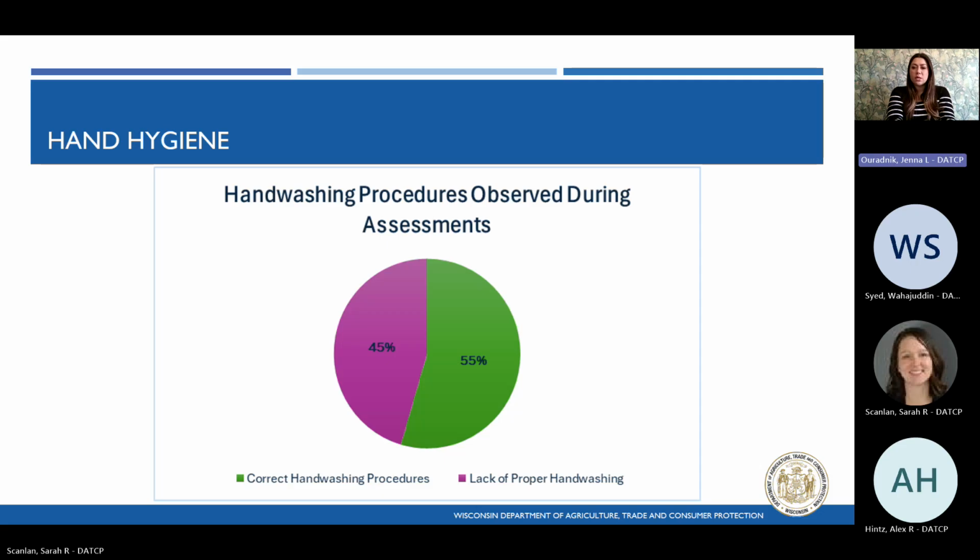This slide illustrates that during 45% of the assessments, food workers were not washing their hands when necessary, nor for the proper amount of time, which is a 21 percentage point decrease in the observations of improper hand washing from 2023. While improvement was noted in this year's observations, hand washing remains an area of importance and concern in the prevention of foodborne outbreaks.